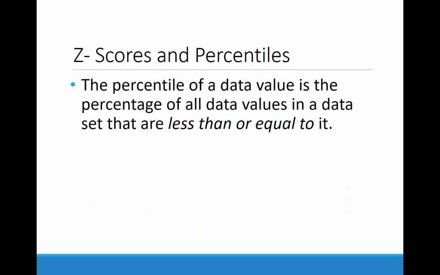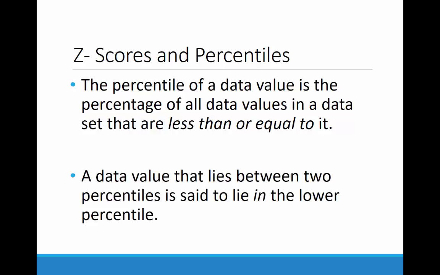Once we know the standard score of a data value, the properties of the normal distribution allow us to find its percentile in the distribution. The percentile of a data value is the percentage of all data values in a data set that are less than or equal to it. A data value that lies between 2 percentiles is said to lie in the lower percentile. We can convert standard scores to percentiles with the standard z-score table.